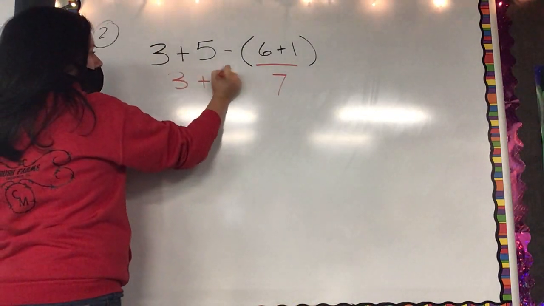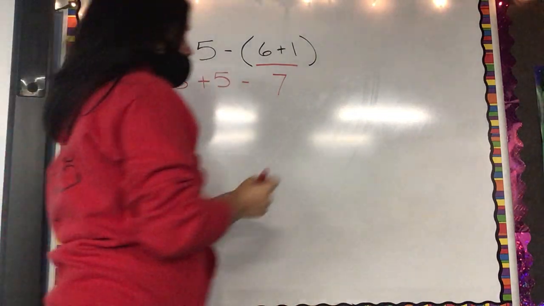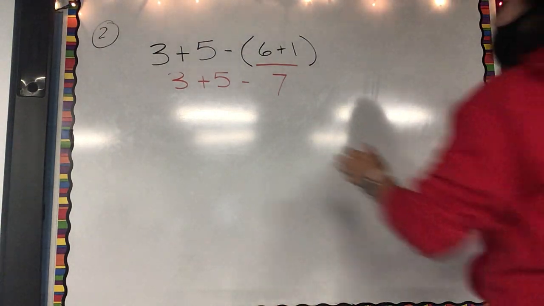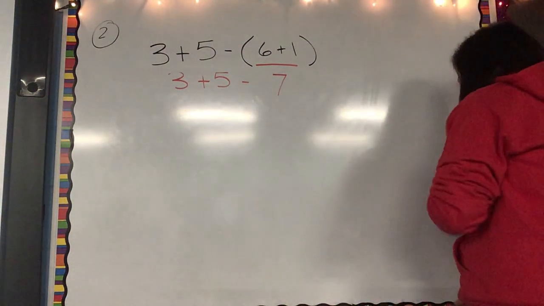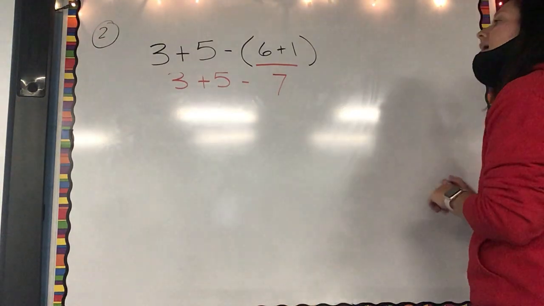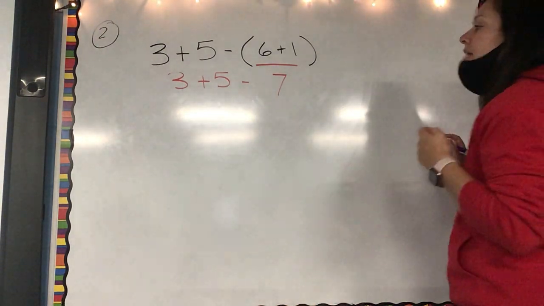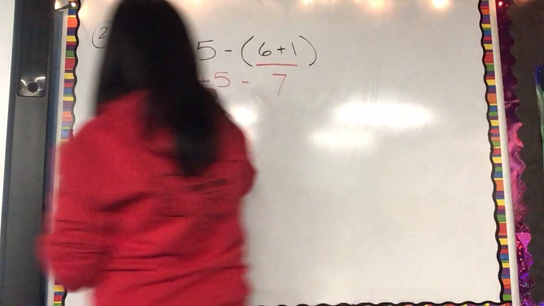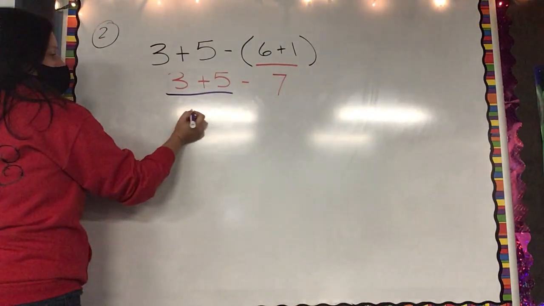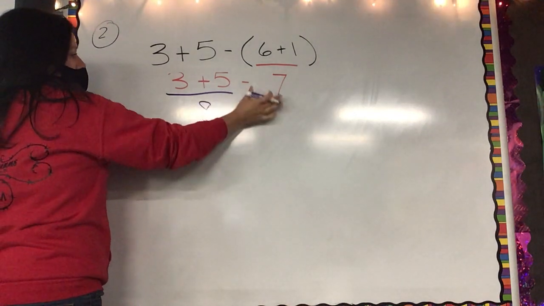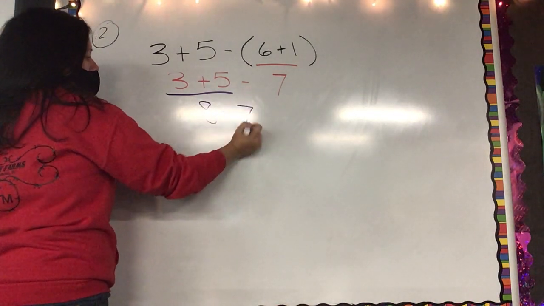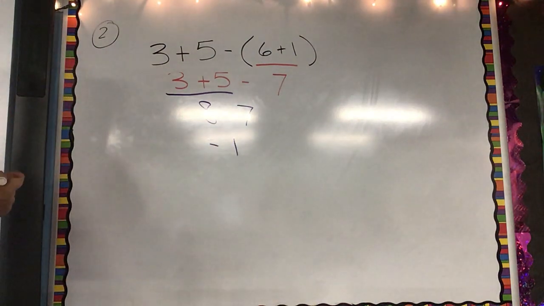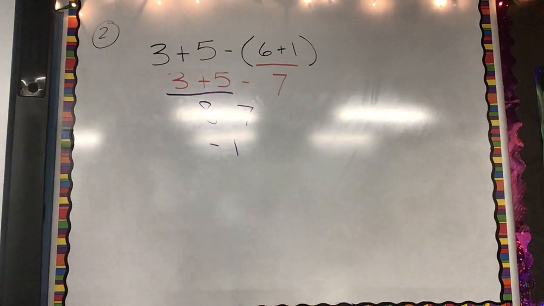3 plus 5 minus 7. I have addition and subtraction left. Addition and subtraction are what? Partners. So I read them left to right like a book. All right, so let's underline it. What is 3 plus 5? 8. Bring down what I have left. What is 8 minus 7? 1. Very nice. 1 step per line.